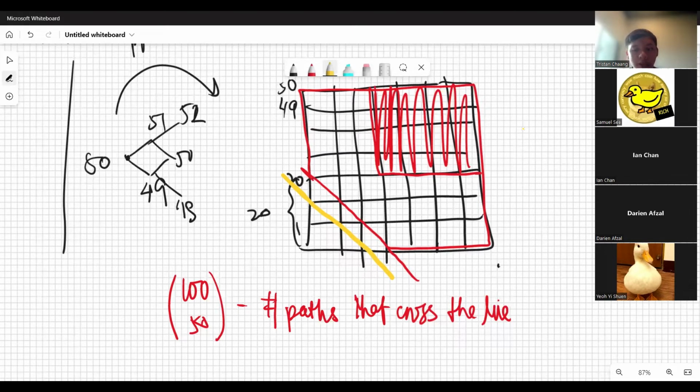Any ideas how to calculate the number of paths that cross the red line? I'll give you a hint. It's about a bijection as well. Calculating using this diagram will be very difficult. You have to transform this diagram into something equivalent.